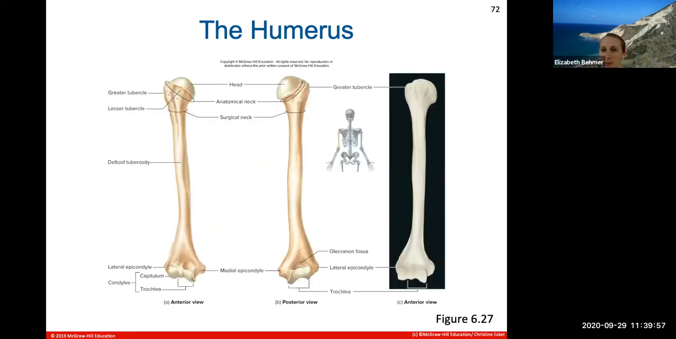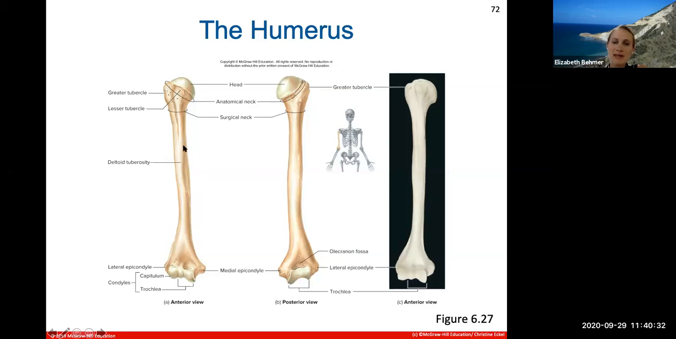And here is the humerus and some major features of the humerus. The head of the humerus will be the smooth rounded part that will articulate with your scapula. And there will be an anatomical neck that surrounds the head and a surgical neck that's a little bit lower. The greater and lesser tubercle refer to bumps on the anterior side of the humerus. So this greater tubercle will be on the lateral side, and the lesser tubercle is on the anterior side of the humerus. And again, a tubercle is just a small bony bump on the anterior side of that humerus.